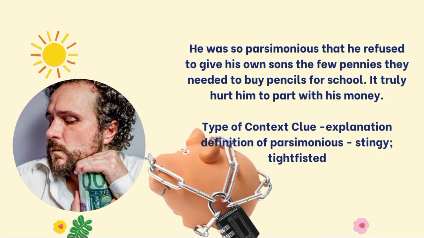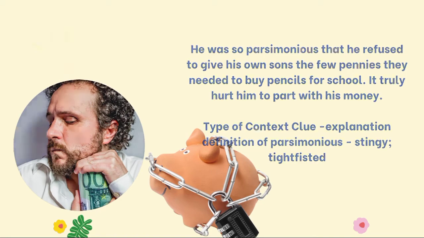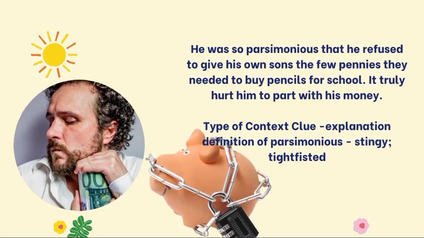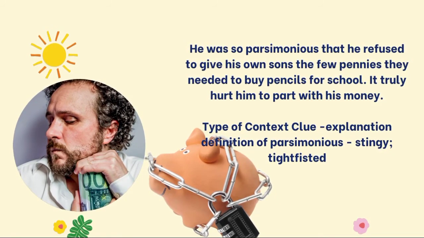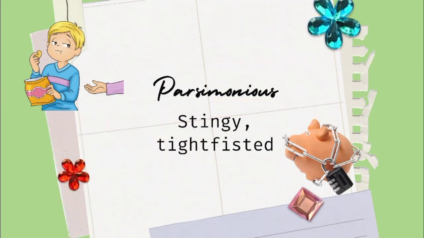Number three, he was so parsimonious that he refused to give his own sons the few pennies they needed to buy pencils for school. It truly hurt him to part with his money. I'll read the sentence again, it's a bit long. He was so parsimonious that he refused to give his own sons the few pennies they needed to buy pencils for school. It truly hurt him to part with his money. What do you think parsimonious means? Of course, it means stingy. Good. So what kind of context clue is this?